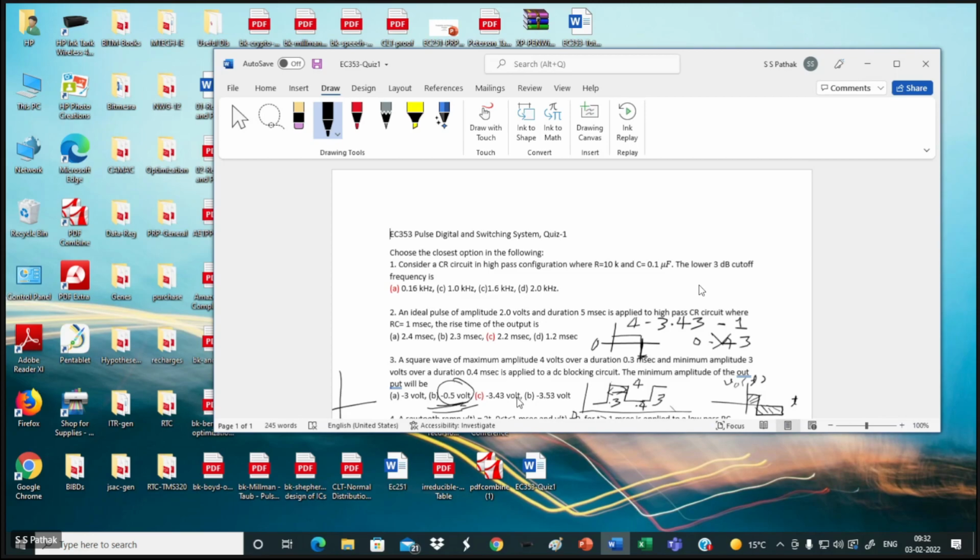3.43 I made wrong because there is DC value. 3.43 plus 3.43 DC value. If it is 0, it becomes minus 3.43. But it is 3 volt. So that's why it will be 0.43. So minimum is 3 volt, maximum is 4.